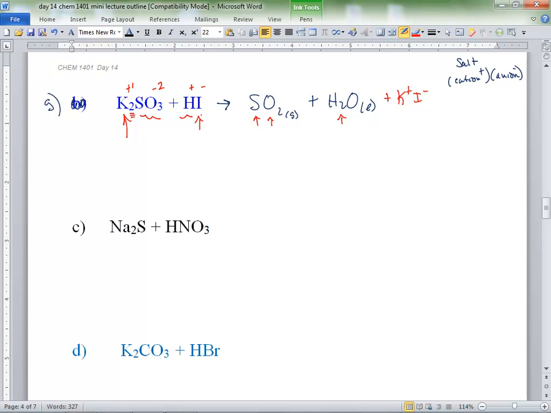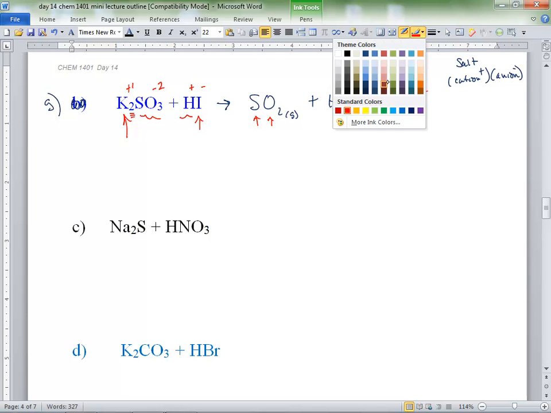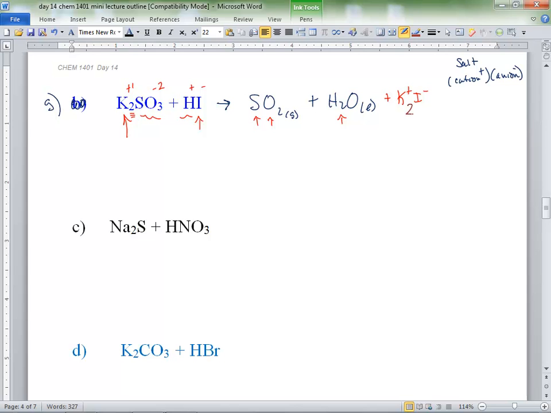Now, before you keep going though, Erica, are we balanced? We have 2 potassiums with the sulfite, but only 1 potassium with the iodine. So where do I put the 2? How do I balance it? All right. Let me show a common error. Common error is to write the 2 right there, because you see a 2 right here.